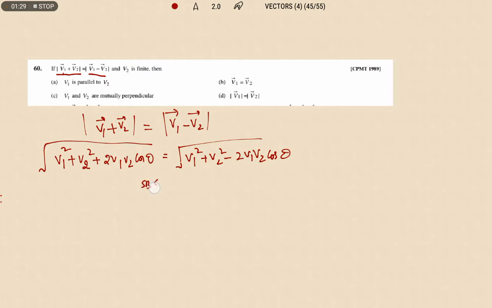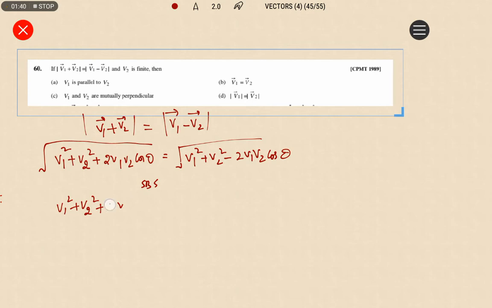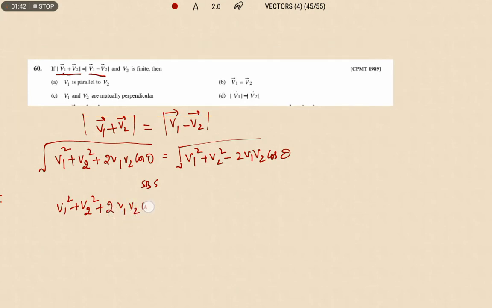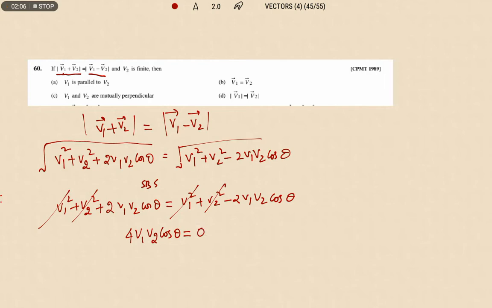So square on both sides. After squaring on both sides, LHS is V1 square plus V2 square plus 2 V1 V2 cos theta, and RHS is V1 square plus V2 square minus 2 V1 V2 cos theta. So V1 square and V2 square on the left and right sides get cancelled. Bringing this to one side, 4 V1 V2 cos theta equals 0.